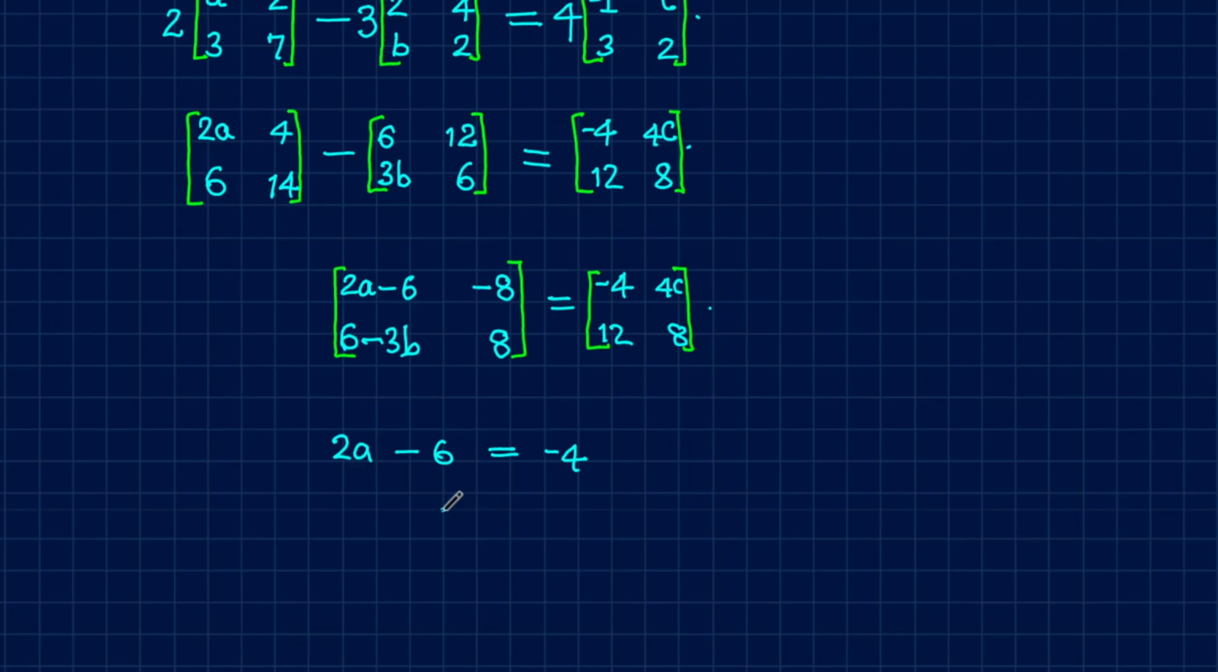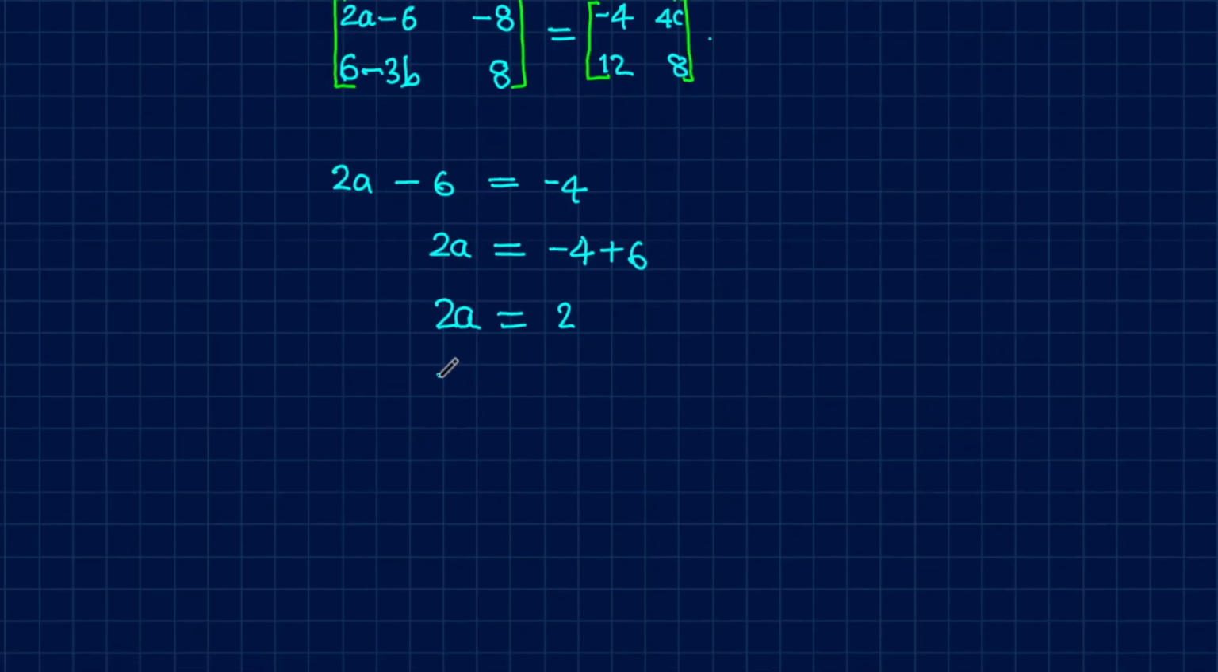So let's collect like terms, and we have here 2A equals negative 4. As negative 6 crosses the equal sign, it changes to positive. And when we simplify the right hand side, we get here positive 2. And for us to get A, we divide by 2, so let's divide here by 2, and also the 2 here by 2. Cancelling out, we get that A is just 1.